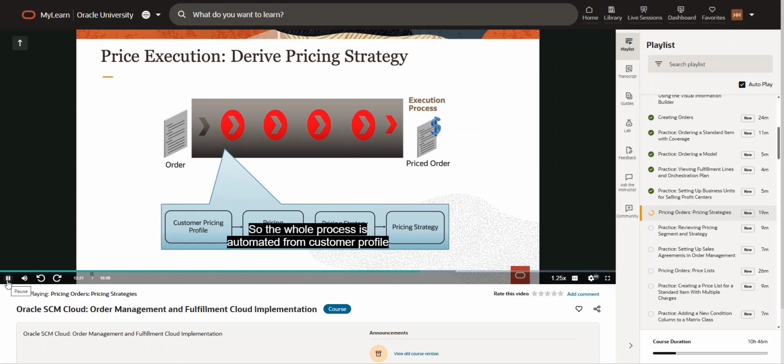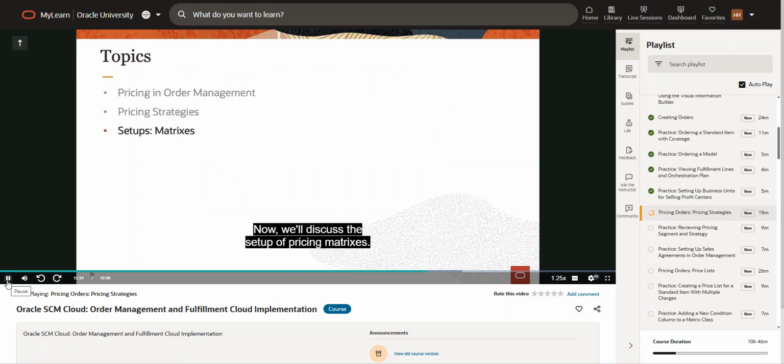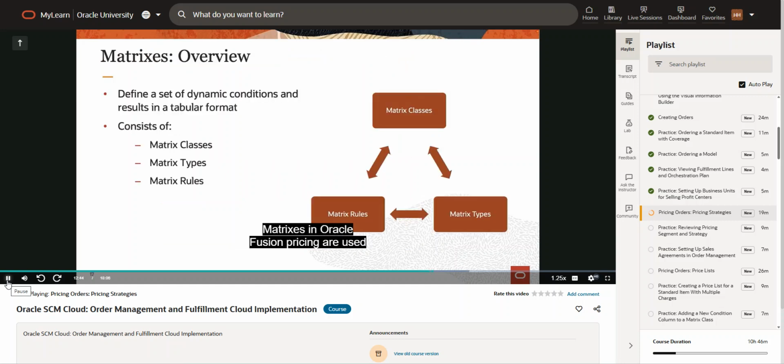Now, we'll discuss the setup of pricing matrices. This diagram shows how matrix classes, matrix types, and matrix rules all connect with each other. Matrices in Oracle Fusion Pricing are used to lay out sets of conditions and results in a spreadsheet. They're used throughout the system, for example, to determine pricing segments, assign pricing strategies, and make attribute-based adjustments to prices and discounts. Here are a few key points.